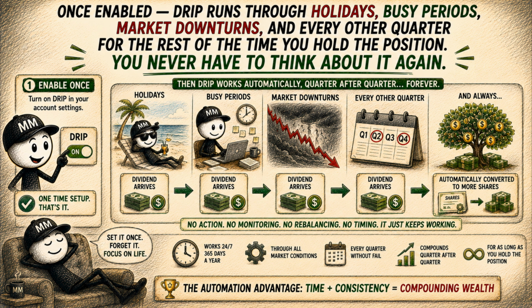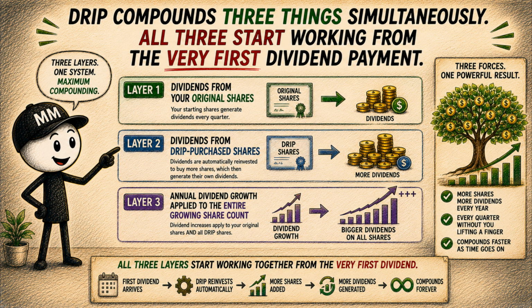The three-layer compounding loop DRIP creates: Layer 1, dividends from original shares, reinvested. Your original 100 shares generate a quarterly dividend. Rather than sitting as cash, that dividend buys additional shares. Your new total is 100.3 shares, approximately. Next quarter, all 100.3 shares generate dividends.